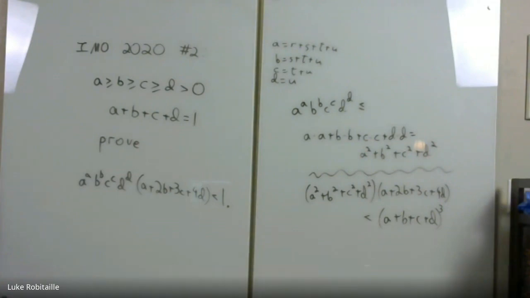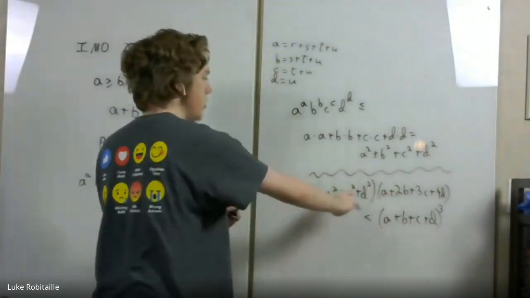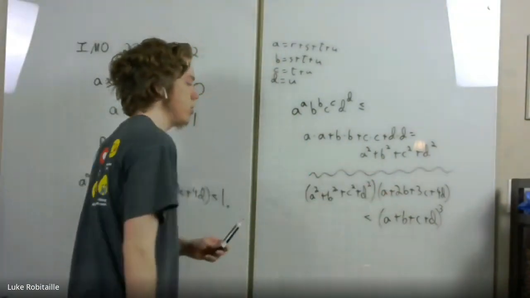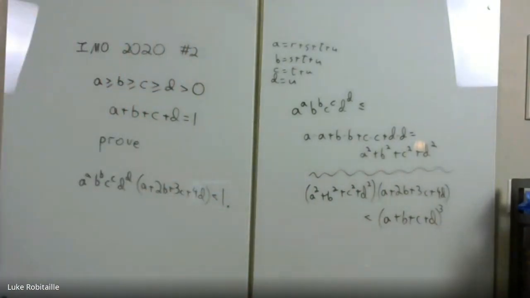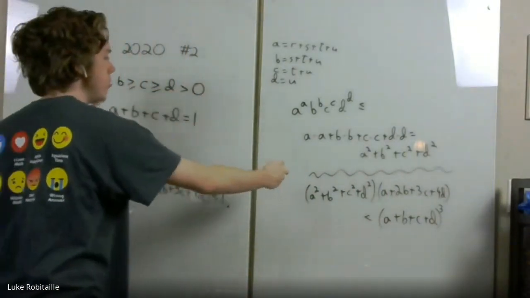It was not the most pleasant experience, but if you plug this in and subtract the left from the right, you get something where all the coefficients are non-negative and the coefficient of u cubed is positive.